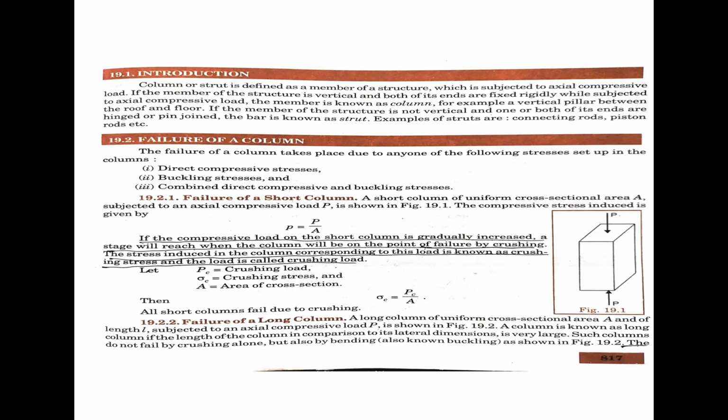Now the next topic, 19.2, failure of a column. Failure of a column is also very important for structural aspects. The failure of a column takes place due to any one of the following stresses set up in the column. First one, direct compressive stresses. Second one, buckling stresses. And third one, combined direct compressive and buckling stresses.